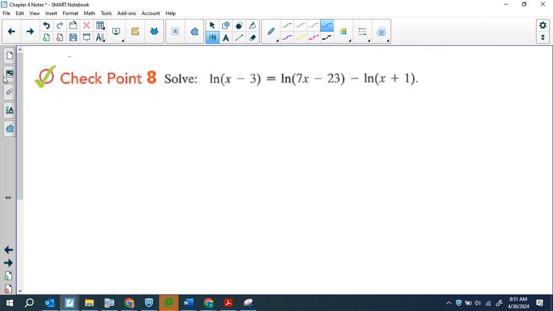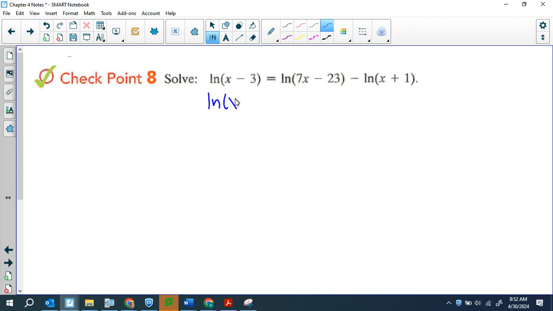All right, so here's our checkpoint 8. It's now the same idea, but now with natural logs instead. So ln of x minus 3 equals ln of 7x minus 23 minus ln of x plus 1. Log properties apply to natural logs as well, because natural log is just log base e.